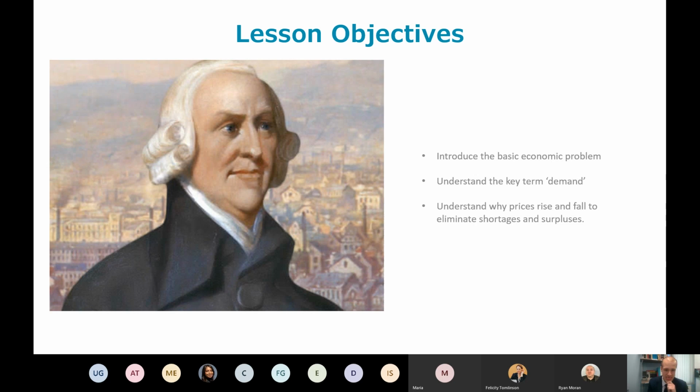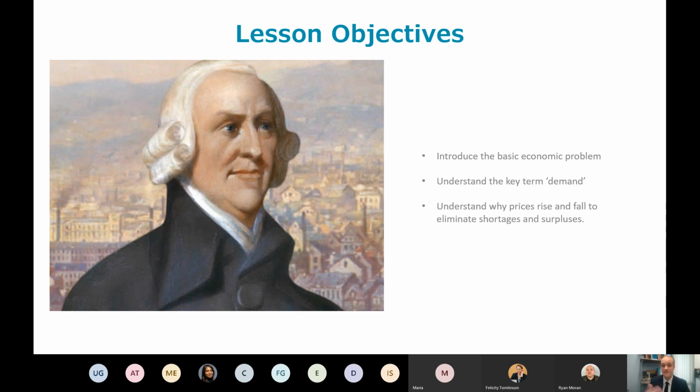And I'm also hoping that by the end of today's lesson, you'll be able to understand the key term, demand. Many of you have probably heard the saying, that's just supply and demand. And when you become an economist, you really see the maturity of your conversations advance significantly. You'll understand what we mean by that key term, demand. And I'm hoping, rather ambitiously, that by the end of this session, you'll be able to understand why prices rise and fall in markets to eliminate shortages and surpluses.